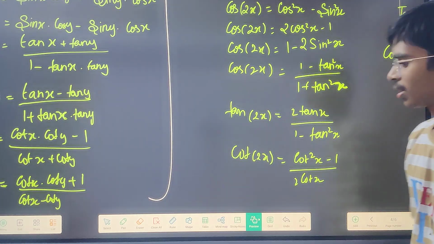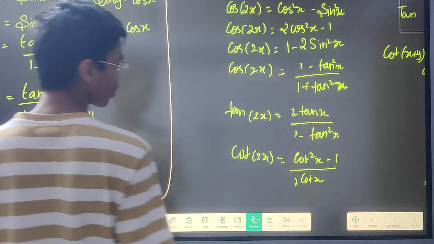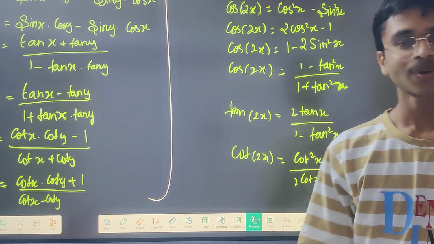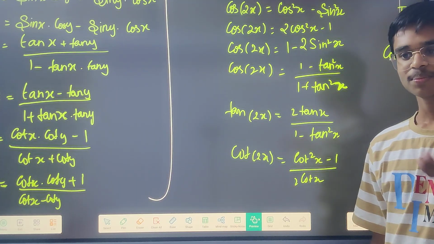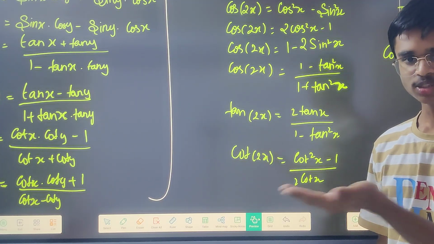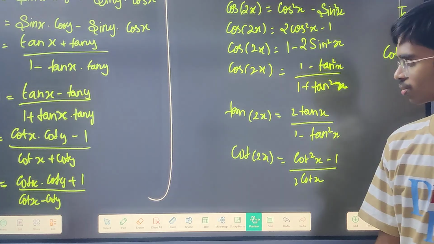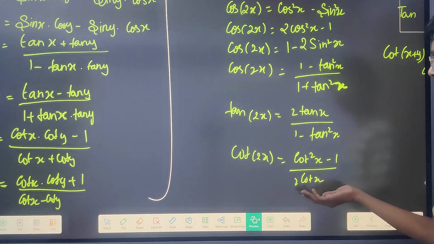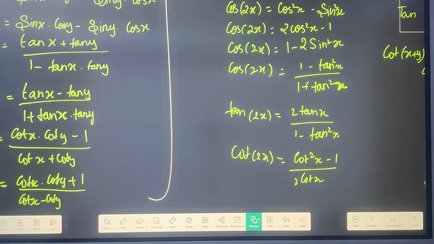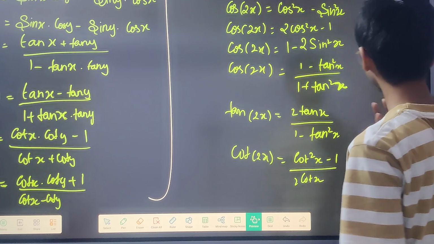Next is cot 2x. What is cot 2x? Very simple. You first have to know what cot x plus y is. It is cot x into cot y minus 1 whole divided by cot x plus cot y. So this is what you will get if you substitute x in place of y.